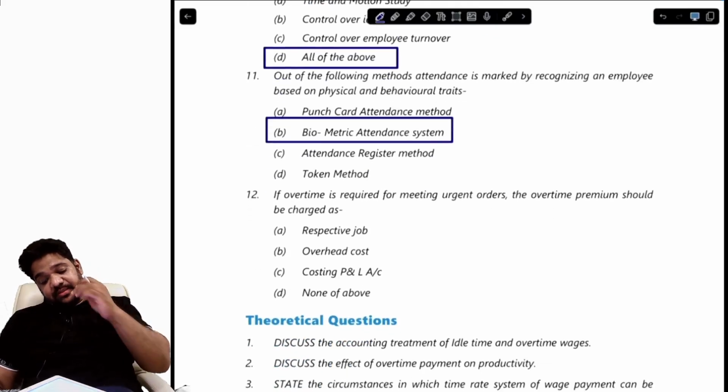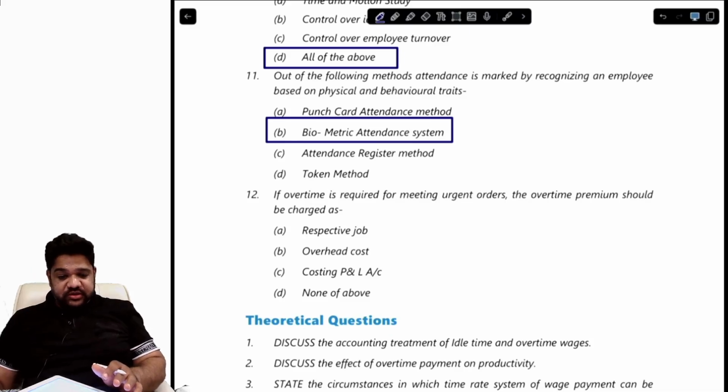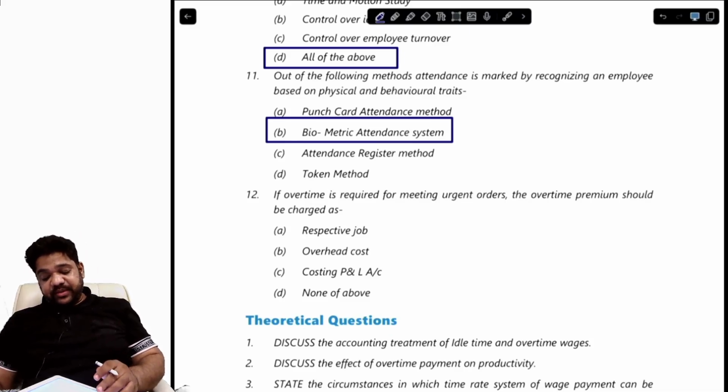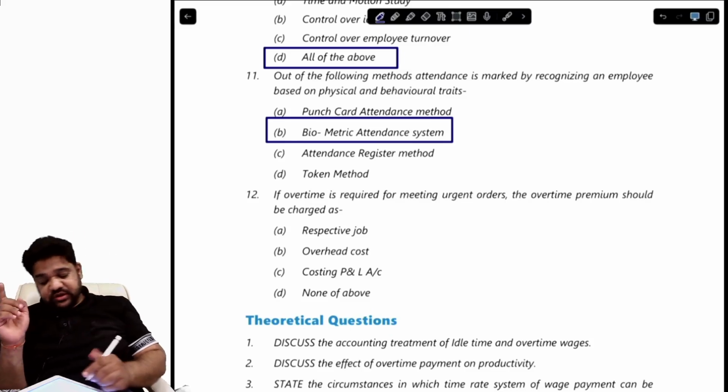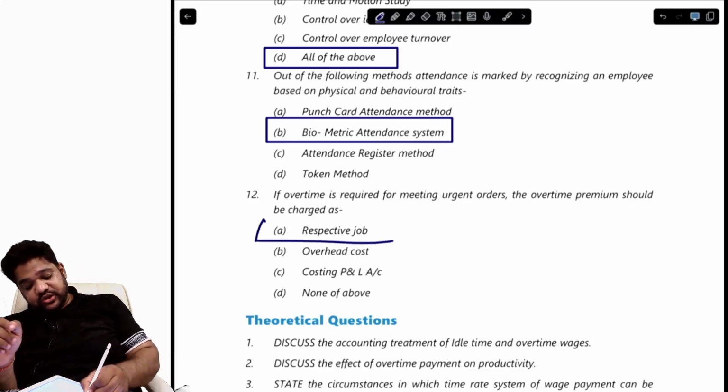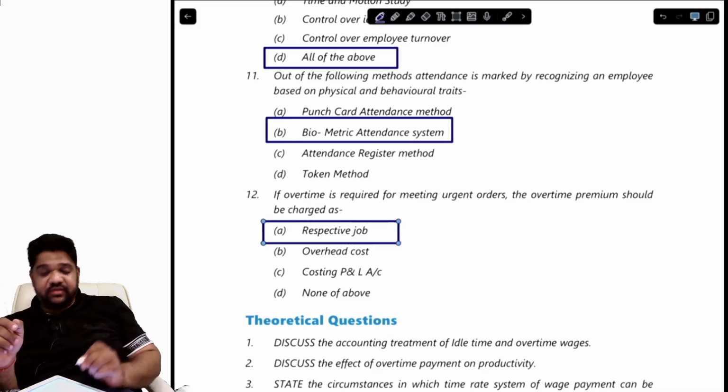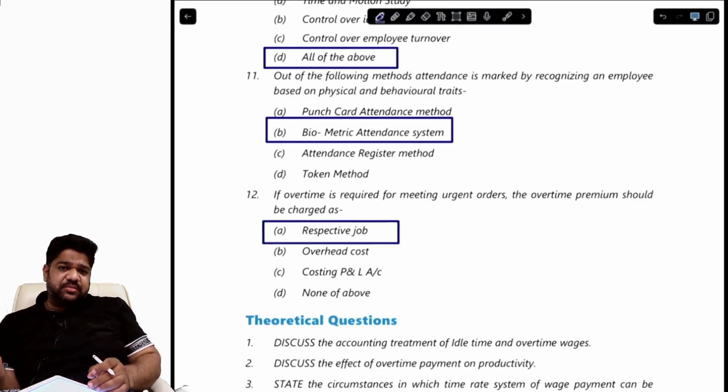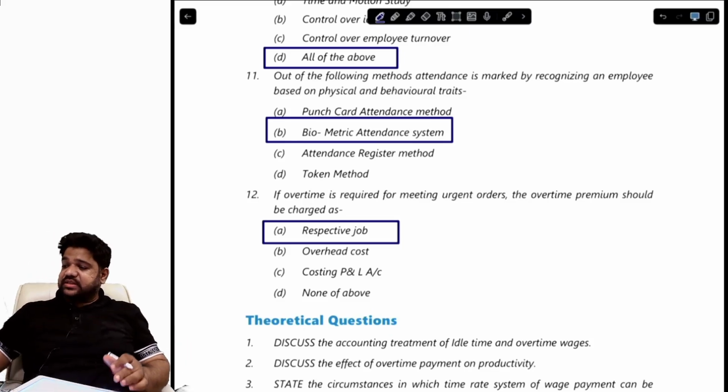And if overtime is required for meeting urgent orders, again, we've done a question for this. Overtime premium should be charged to the respective job itself. Customer said do it on an urgent basis, so we have to charge them. That's all. So that's all on this end.